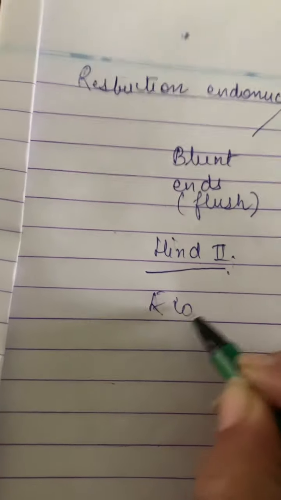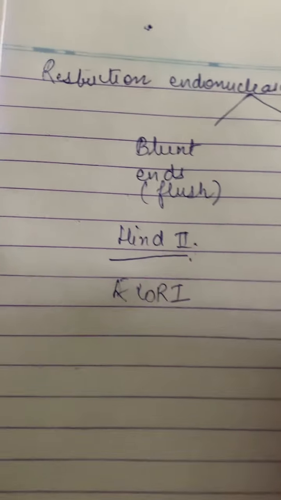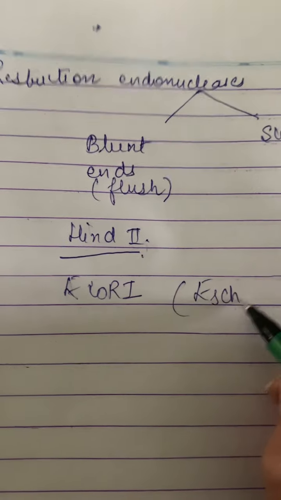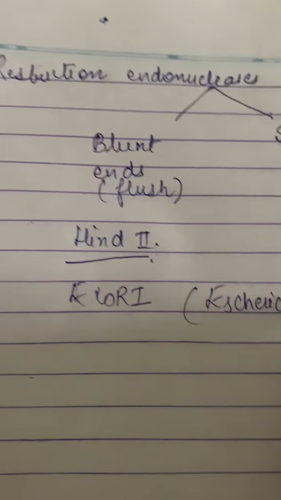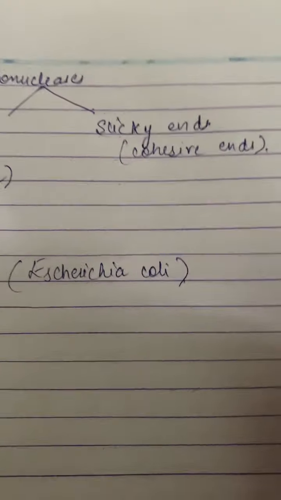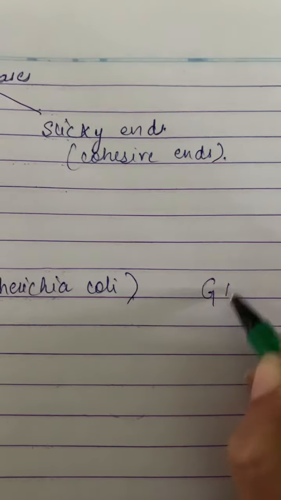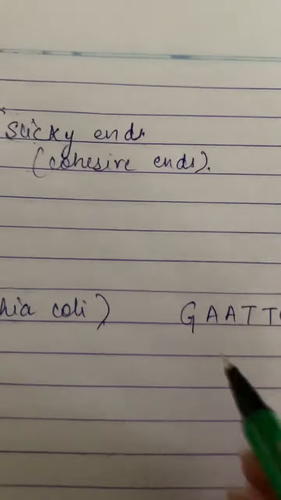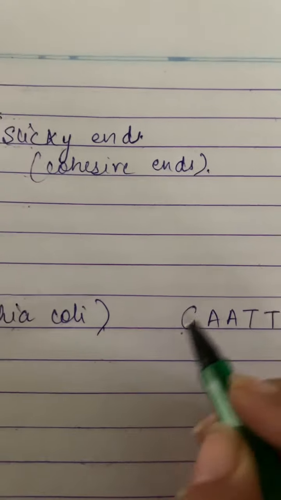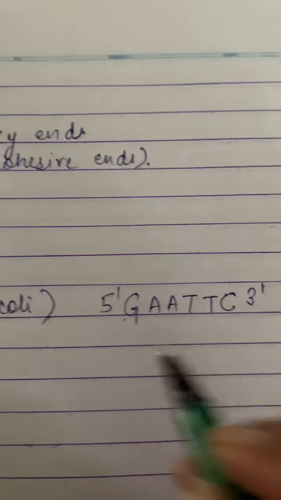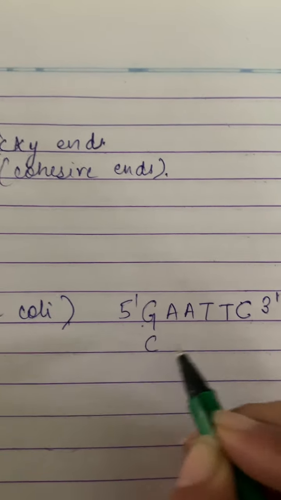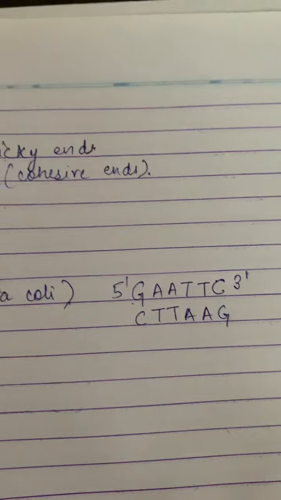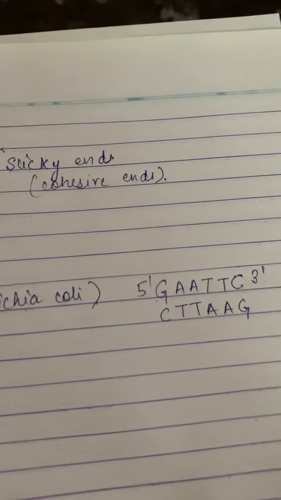You can write its sequence, that is EcoR1. This EcoR1 has been isolated from Escherichia coli bacteria, and it recognizes the sequence GAATTC. If the direction of this GAATTC is from 5 prime to 3 prime, then its complementary sequence will be CTTAAG. Clear?